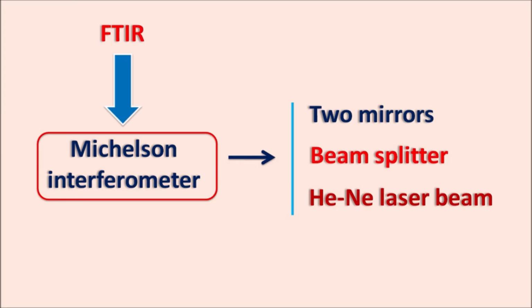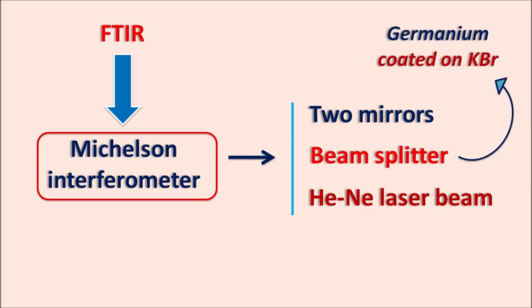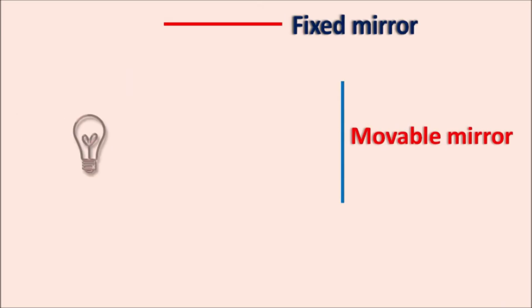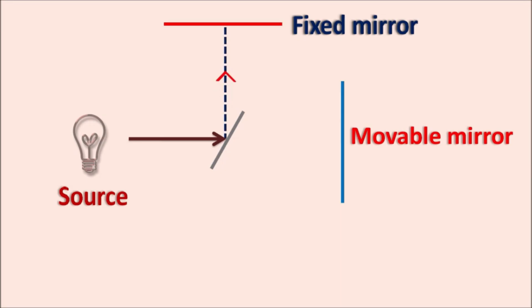The beam splitter is made up of germanium coated on potassium bromide, which can cleave the incident radiation into two equivalent components. This is the fixed mirror, and this is the movable mirror. Now the source sends the IR radiation. This IR radiation passes through the collimator and strikes the beam splitter. The beam splitter splits the radiation into two equivalent components. One component passes towards the fixed mirror, and the other travels towards the movable mirror.